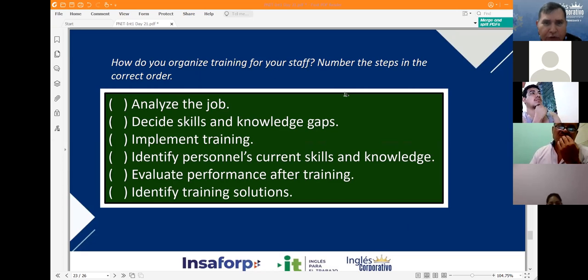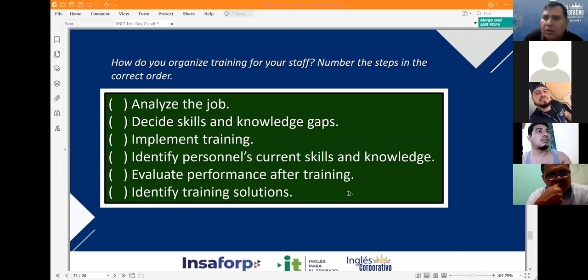How do you organize training for your staff? Number the steps in the correct order. What is number one? Analyze a job, decide skills and knowledge gaps, implement training, identify personnel's current skill and knowledge, evaluate performance after training, identify training solutions. Number one, analyze the job. Okay, let's put it as analyze the job. What do you think is the second?